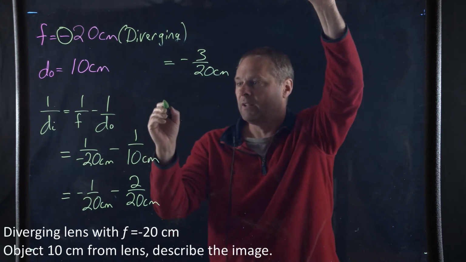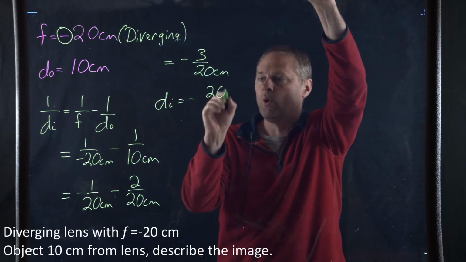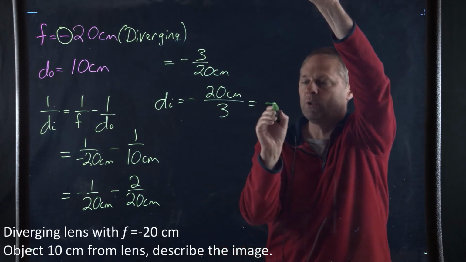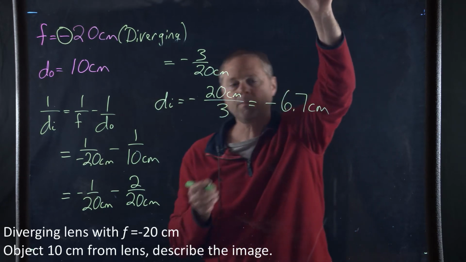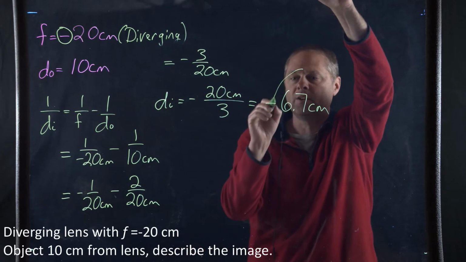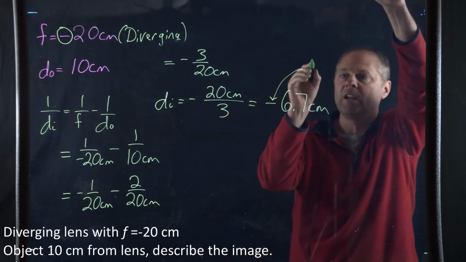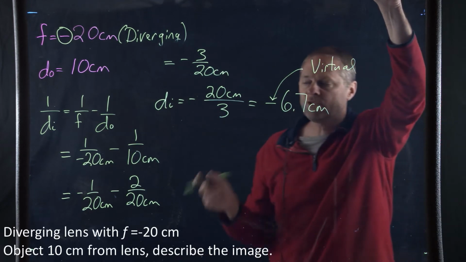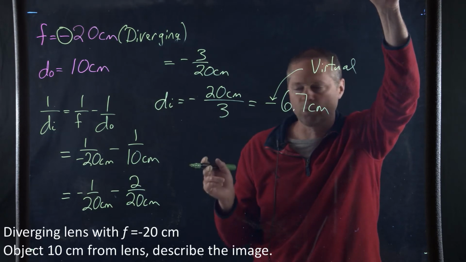of the image. Now the distance of the image is going to be equal to a negative 20 centimeters divided by 3, which is equal to a negative 6.7 centimeters. So what we found out here now is that since that's negative, we know that the image is going to be virtual, which means that it cannot be displayed on a screen.